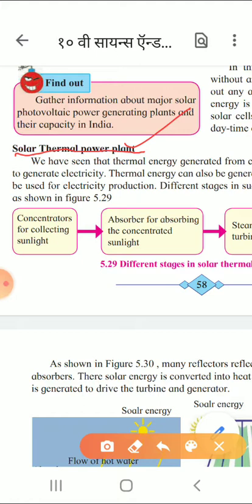But here we are not using such things. So solar radiation can generate the electricity which is very clean, and this is used for the electrical production. Now different stages are there for this. First is the concentrator for collecting the sunlight. Concentrated means all the radiation of the solar energy is concentrated to one place. After that it is absorbed by the absorber. So this is the second step where it is absorbed by the absorber, absorbing the concentrated sunlight.